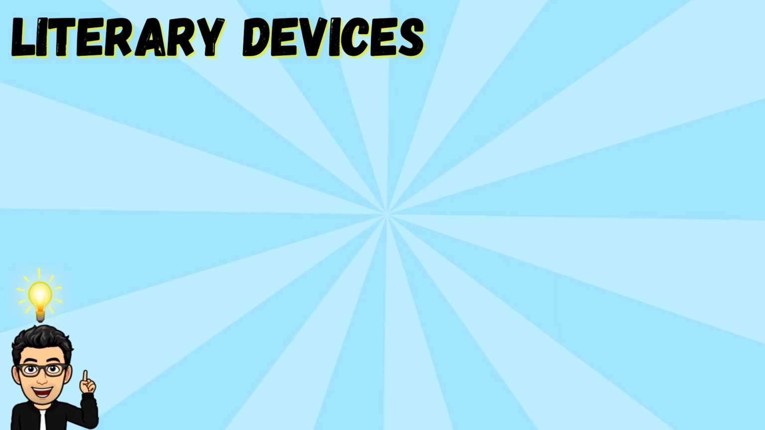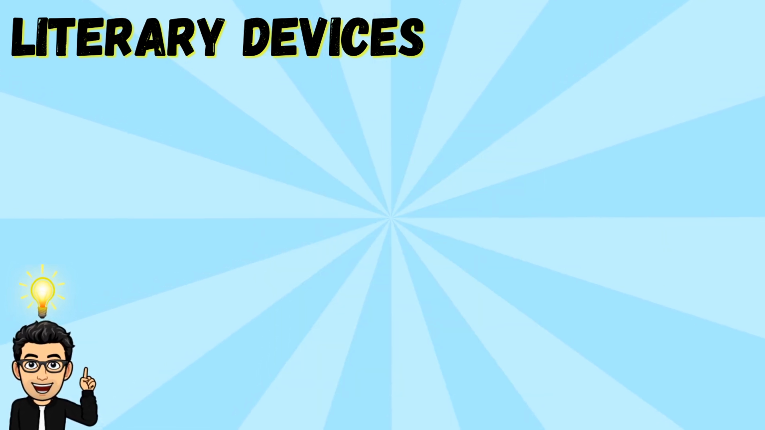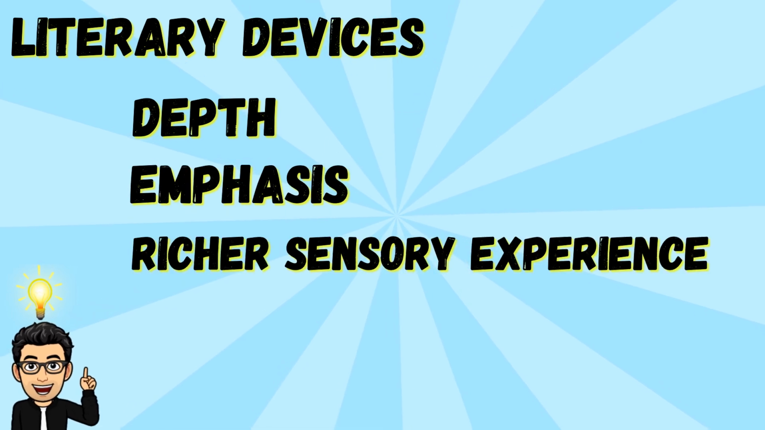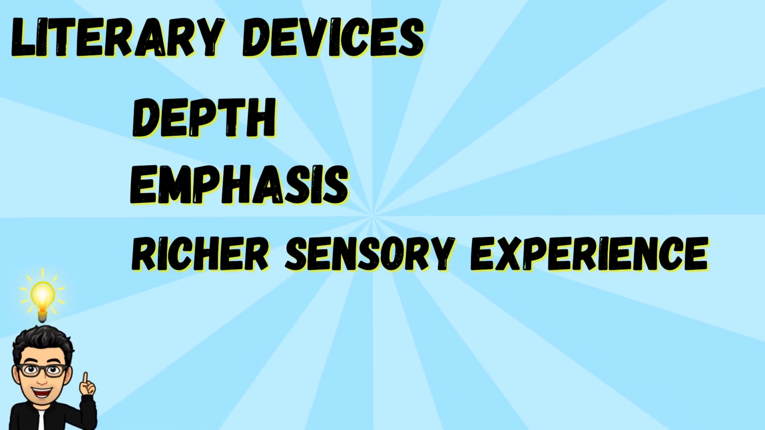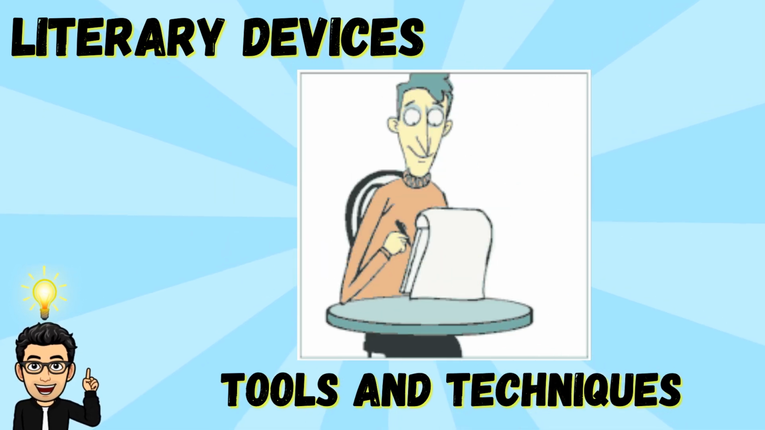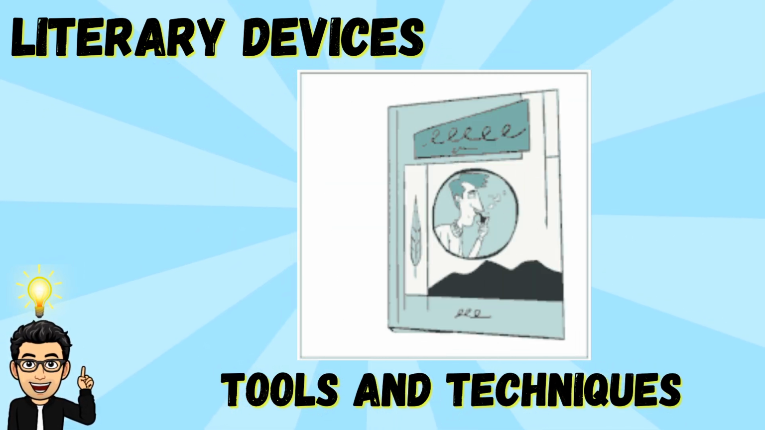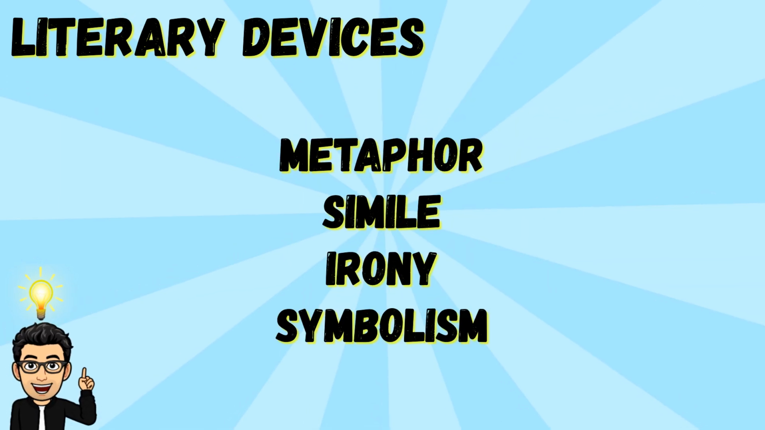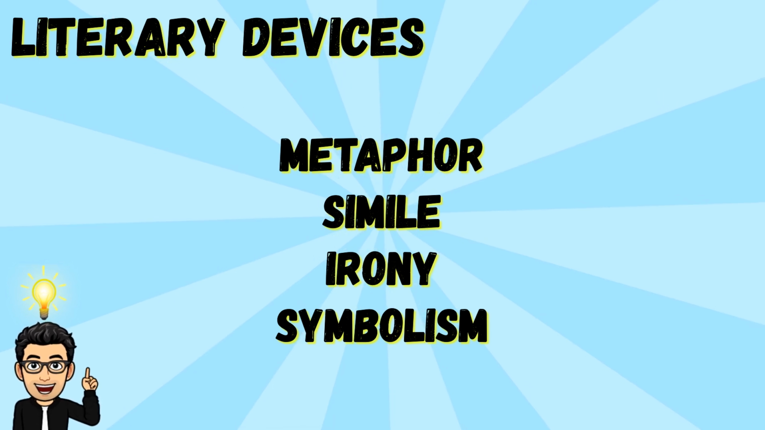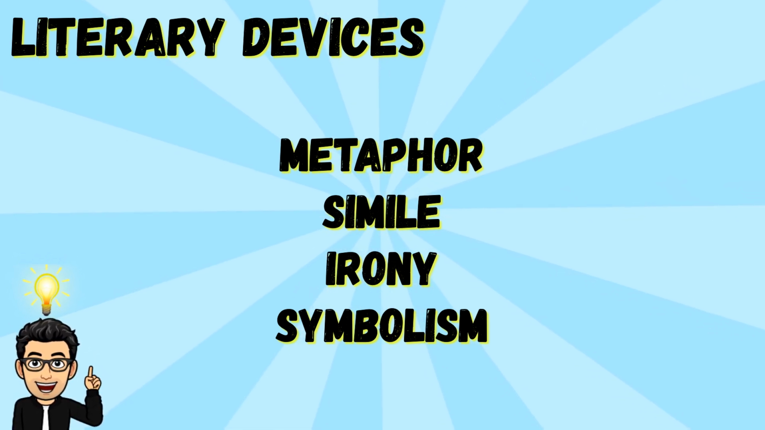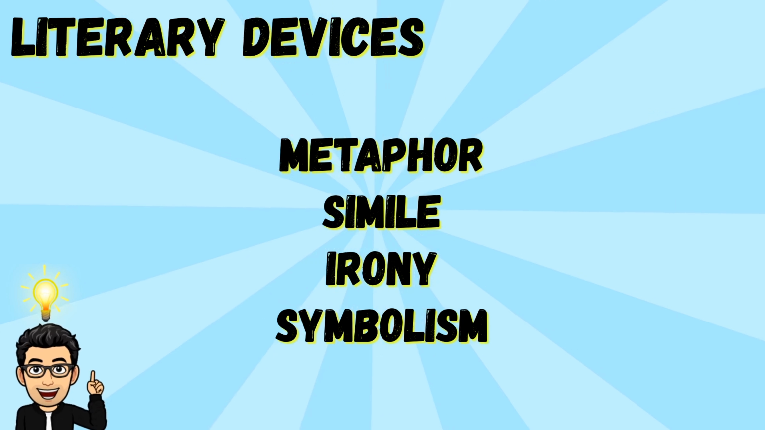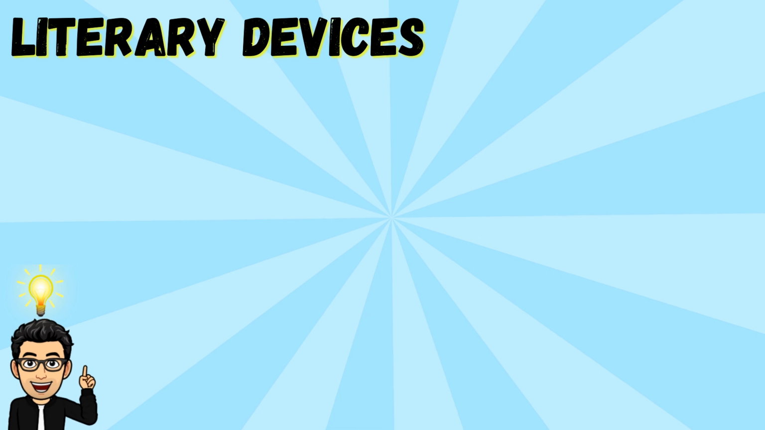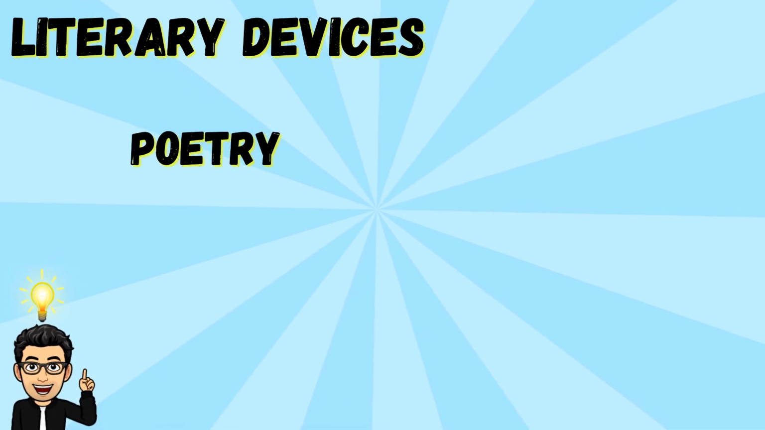Literary devices are the building blocks of writing. They enhance writing by adding depth, emphasis, and a richer sensory experience for the reader. They are tools and techniques that poets use to enrich the meaning, imagery, and impact of their work. They include a wide range of techniques, such as metaphor, simile, irony, and symbolism, that writers use to create a particular effect or to communicate their ideas in a more impactful way. These devices can be used in all forms of literature, including poetry, prose, and drama.